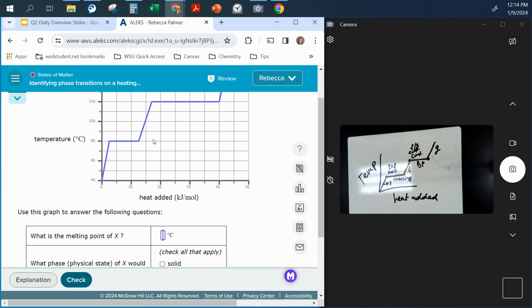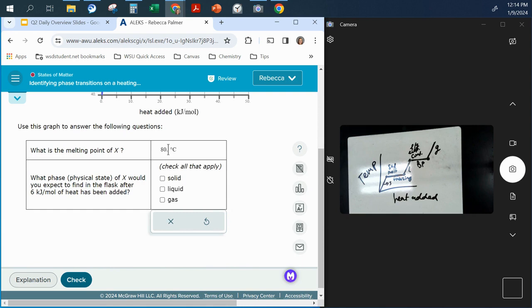Okay, what is the melting point? So the first constant temperature is the melting point. The second constant temperature is the boiling point. So this one's the melting point. So we just have to carefully read our graph and type in our numbers correctly. Great, 80. Double check. I don't know if we need a decimal. We'll put it in and see if it works.